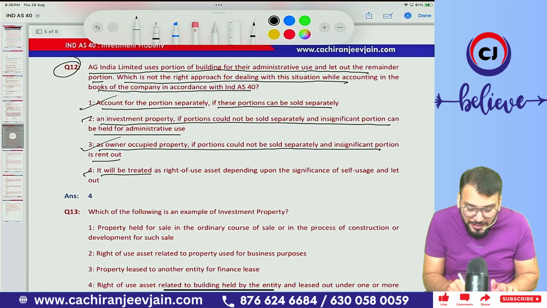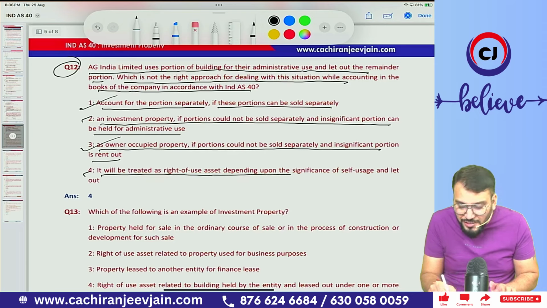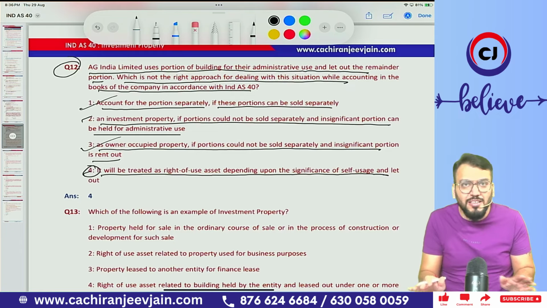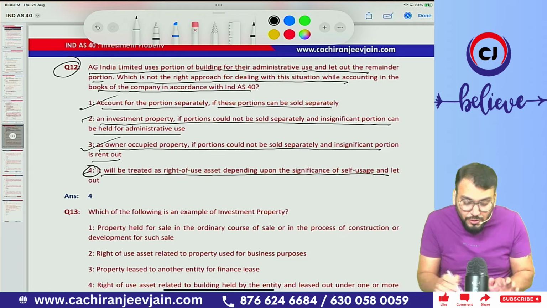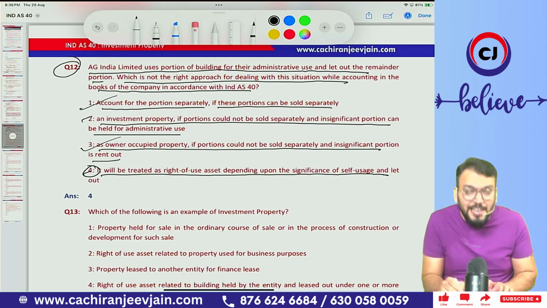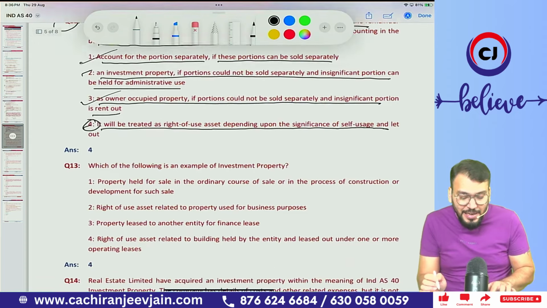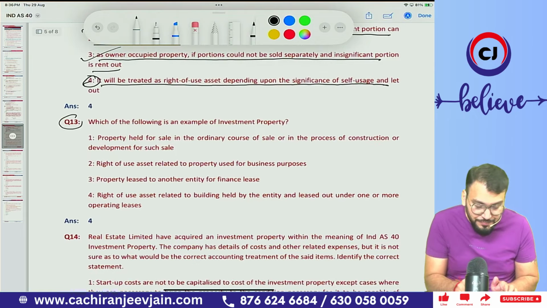Option number 4, it will be treated as a ROU asset depending upon the significance of self usage and let out. This is 100% wrong. So option number 4 is what? Not correct. So which is not the right approach? Option number 4 is not the right approach. Chalega.